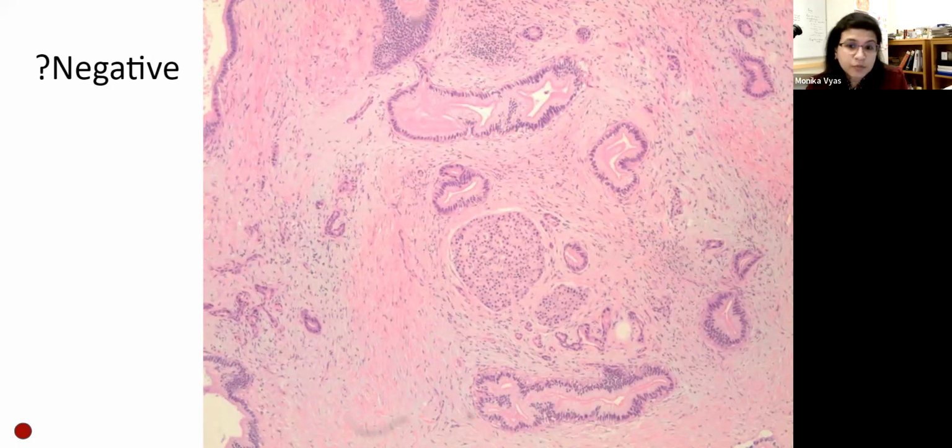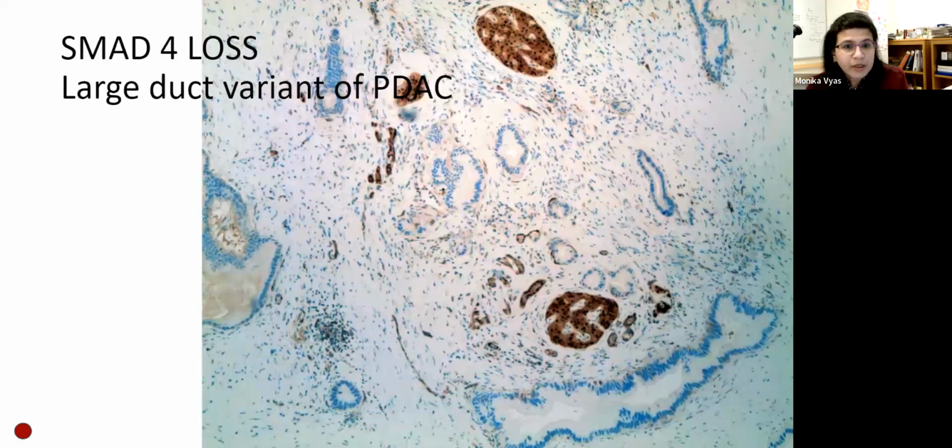So the question would be, is this margin positive or negative? But one needs to be aware of this variant of PDAC again, which is called a large duct variant of PDAC, which is composed of very large glands with very bland looking epithelial lining, but it is carcinoma. So one needs to be aware of this variant, and especially while dealing with frozen sections, always keep that in mind.